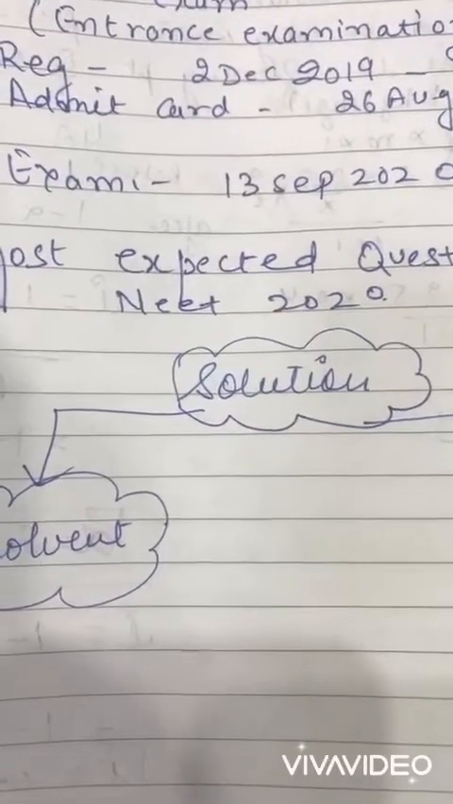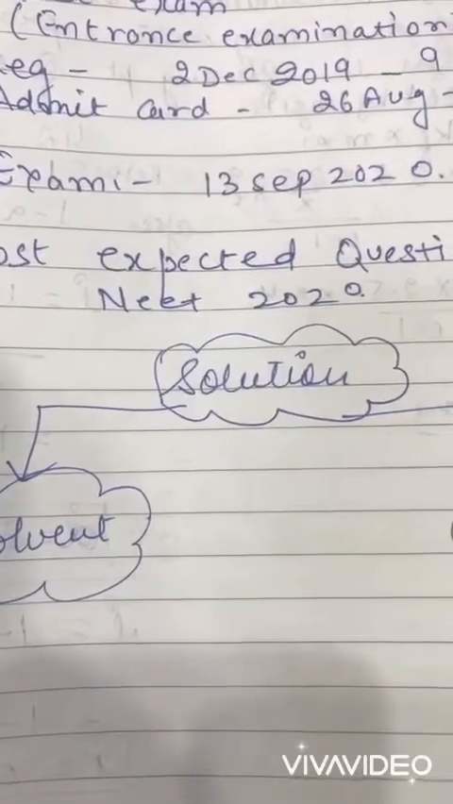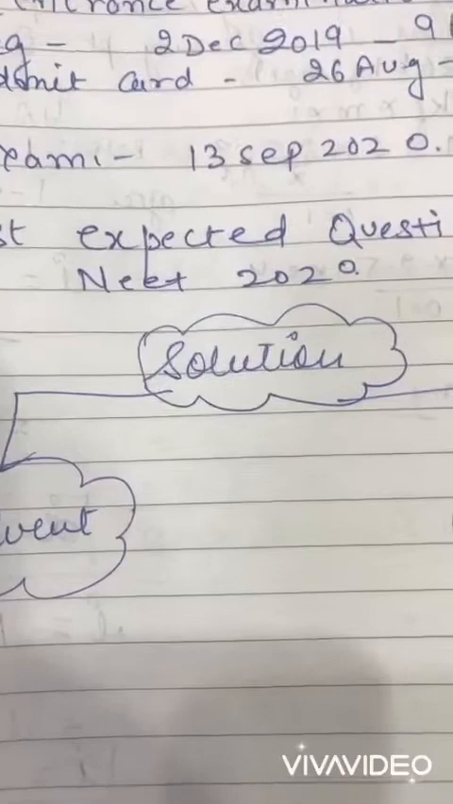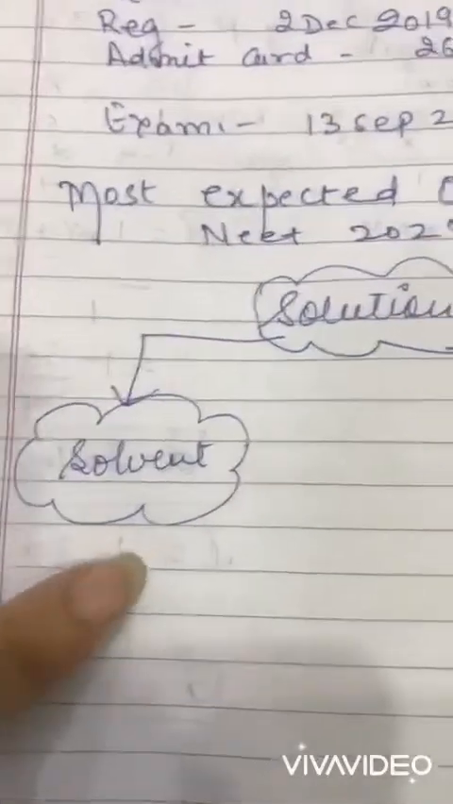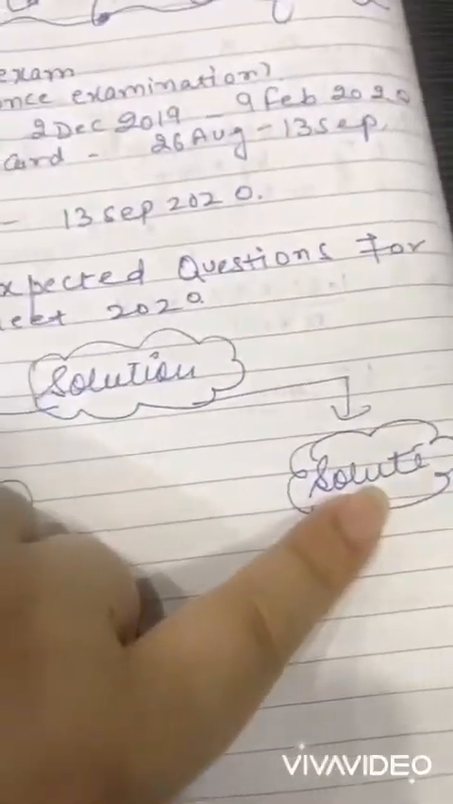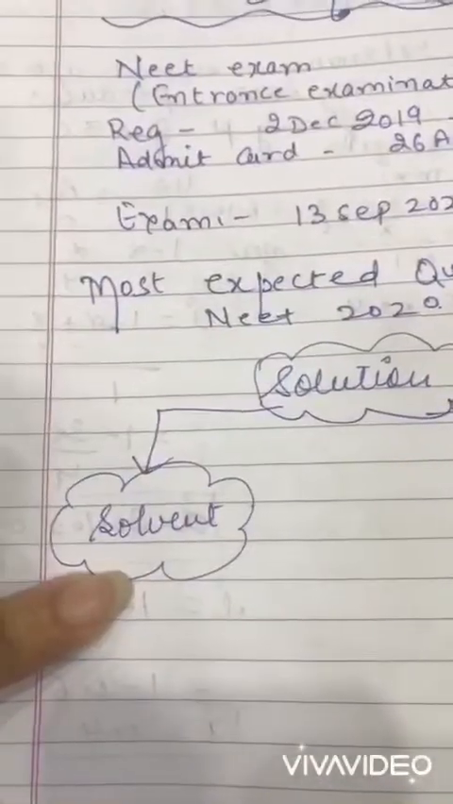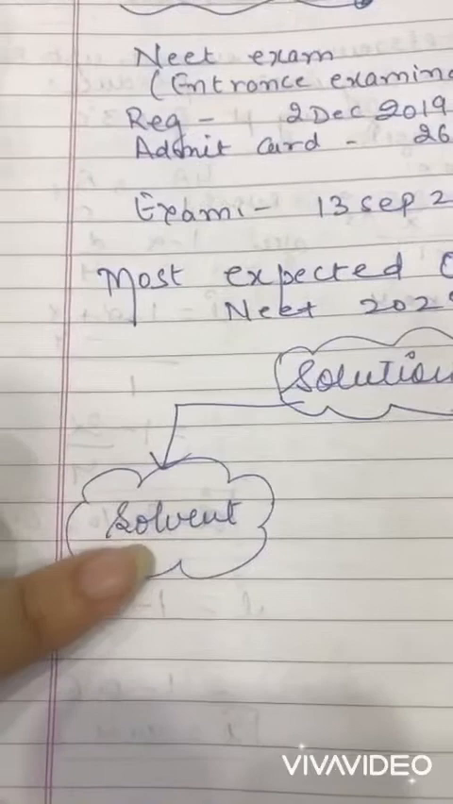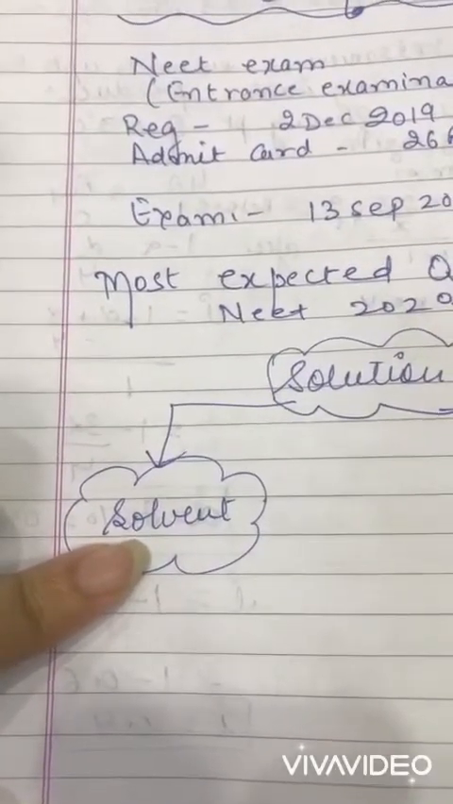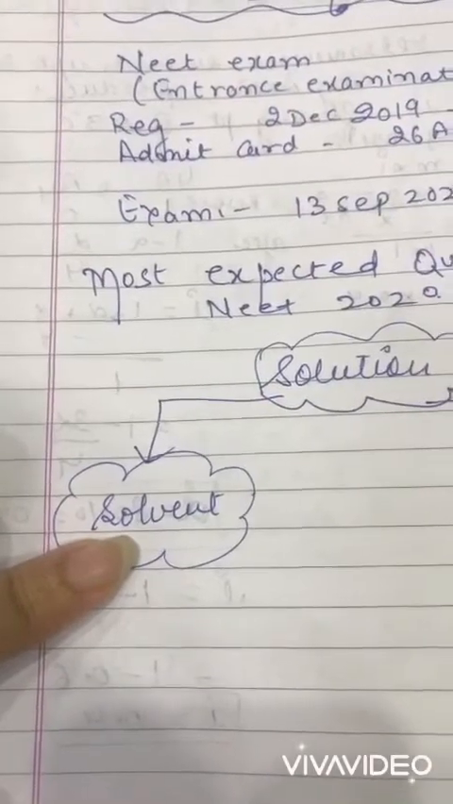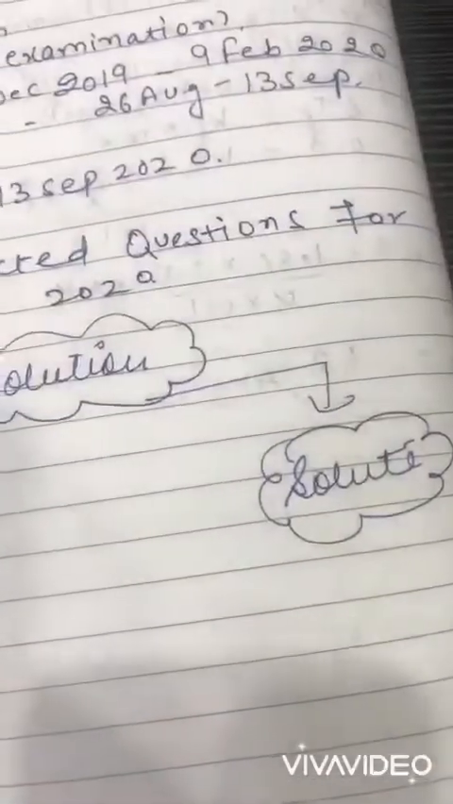Solution. What is solution? It's a homogeneous mixture of two or more components, for example, common salt in water. Then what do you mean by solvent and what do you mean by solute? The component that is present in the largest quantity is known as solvent, and the component which is present in lesser quantity in the solution is termed as solute.